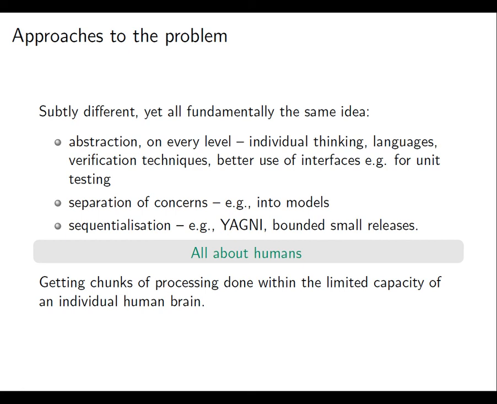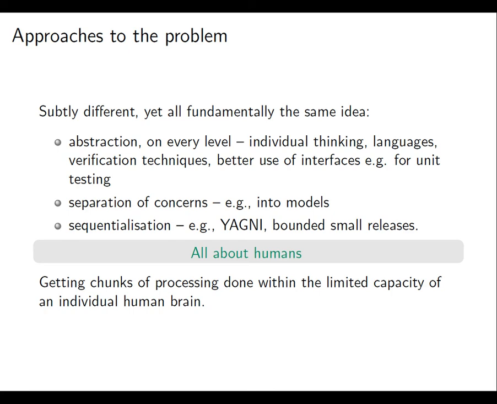So abstraction is important on every level. We now have, compared to the 1960s, languages that better support abstractions and verification techniques that rest on this, and we understand how to better use interfaces and how to do unit testing via those interfaces, and of course for models people we understand how to separate concerns into different models.